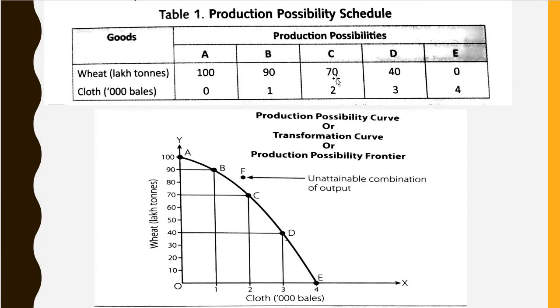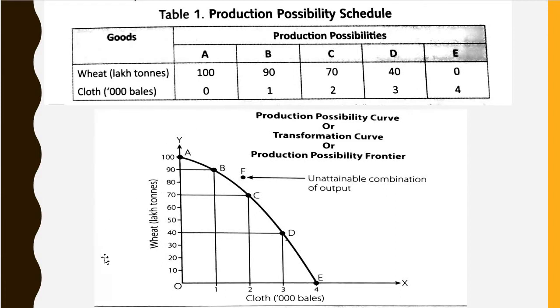Now, possibility D shows that in order to produce 3,000 bales of cloth, the economy will have to reduce the production of wheat by 30 lakh tons. That is the difference between 70 and 40. Now, possibility E talks about putting all the resources in the production of cloth. So when that is done, 4,000 bales of cloth will be produced with 0 units of wheat.